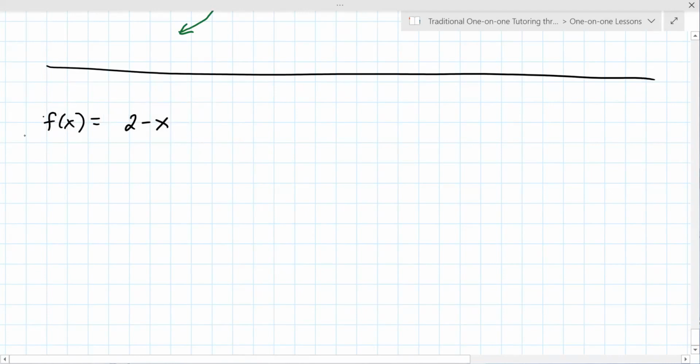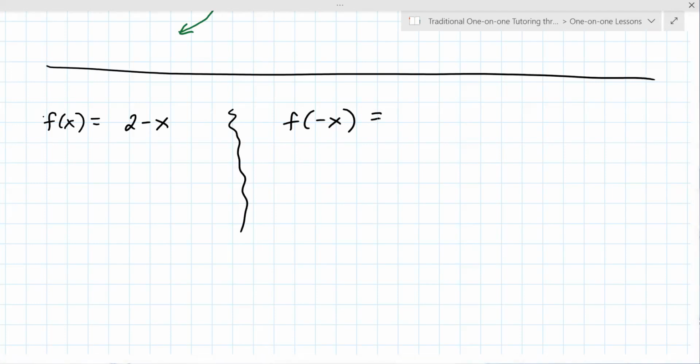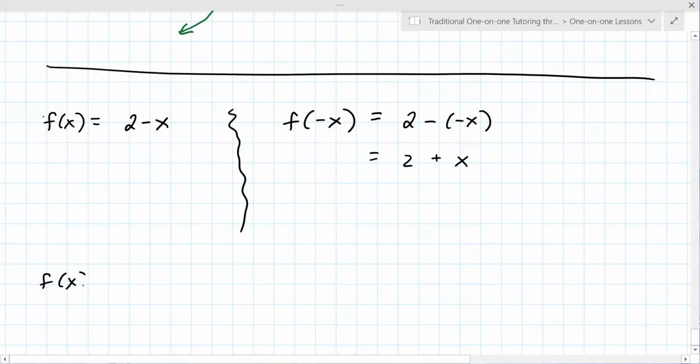Let's say I give you this function f of x equals 2 minus x. I want you to find f of minus x. Go ahead and take a moment, see if you can determine that. That would be 2 minus, in parentheses, negative x. What does that reduce to? That would be 2 plus x. Perfect.